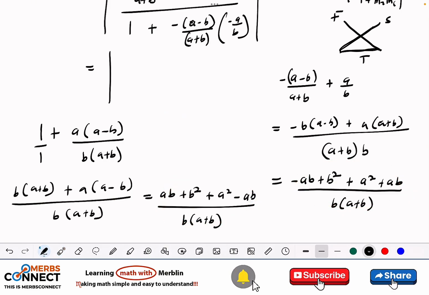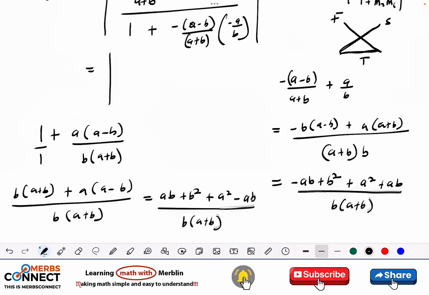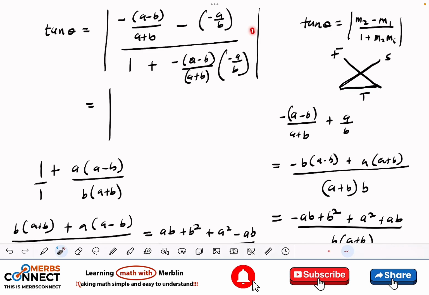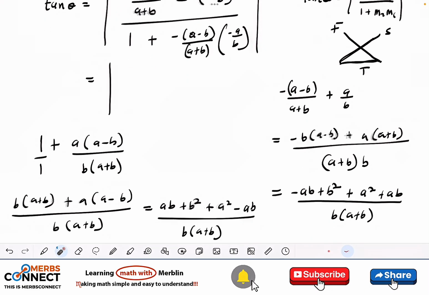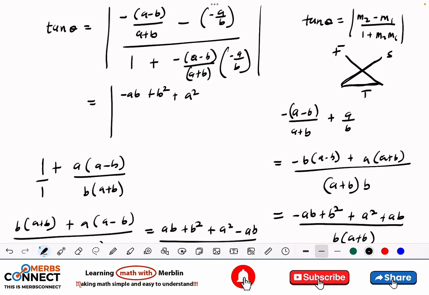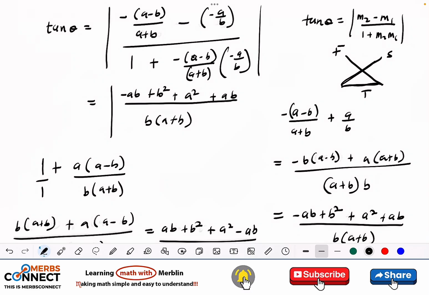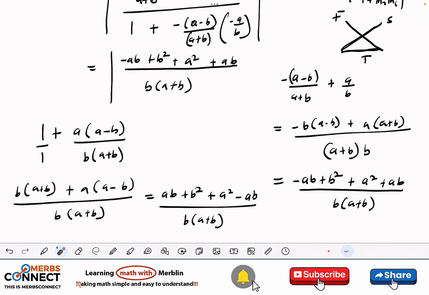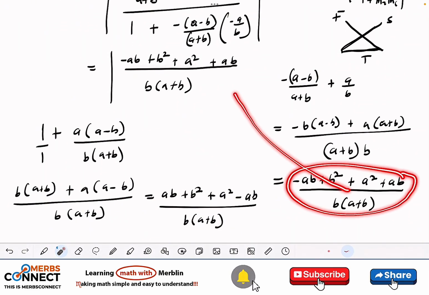So let's try and put them in. The top is giving us, so we are back here to our equation, something like this. So let's put it there. We are going to have minus ab plus b squared plus a squared plus ab, divided by b times a plus b. So that's what we are going to get for the top. This is what we had, and this is what I have here.